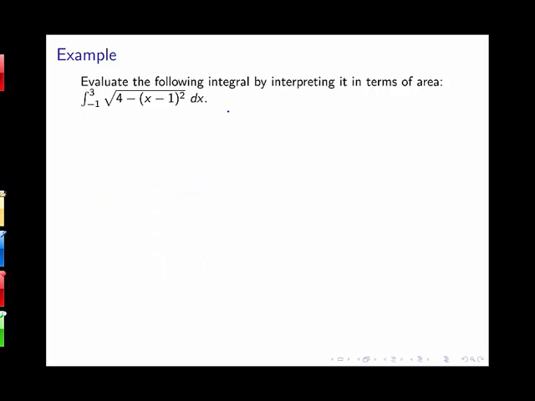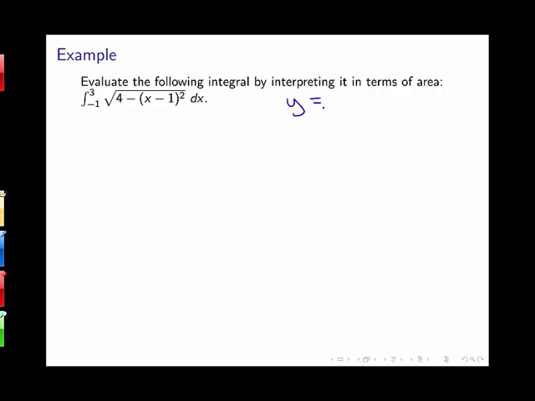So we want to look at one more example. Here we have the integral from negative 1 to 3 of the square root of 4 minus the quantity x minus 1 squared dx. And we want to figure out what kind of curve we're dealing with so we can try to find the value of that integral using geometry.